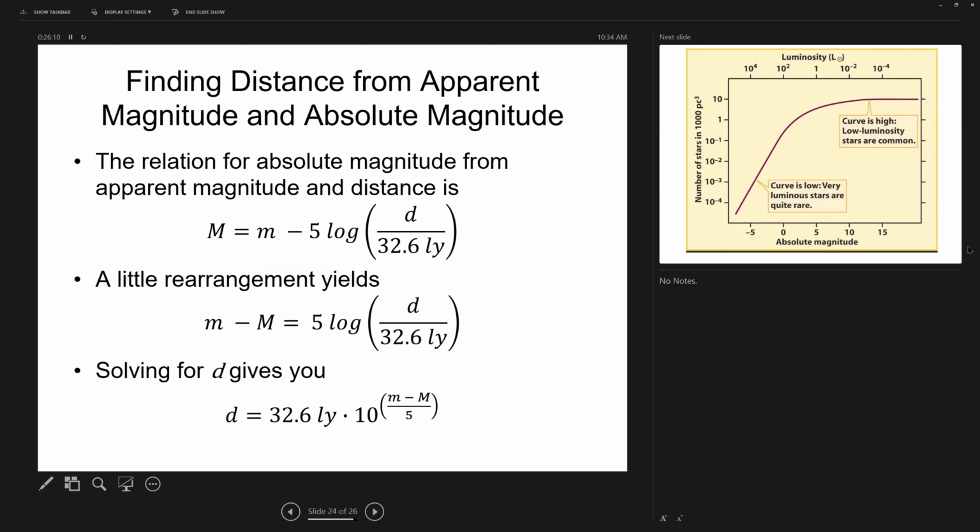But this is another way of getting the distance to stars. And this one isn't limited by distance as the trigonometric parallax happens to be. That only works out to a few hundred light years. This, as long as you can study the light from that individual star, you'll be able to use this.